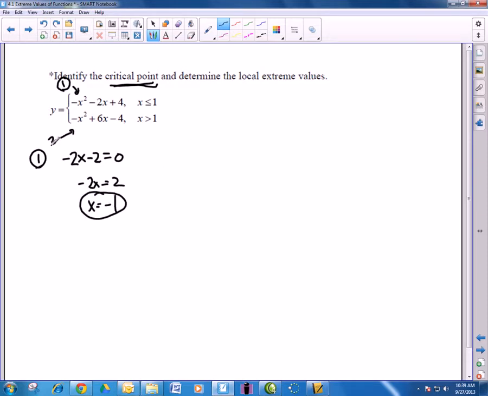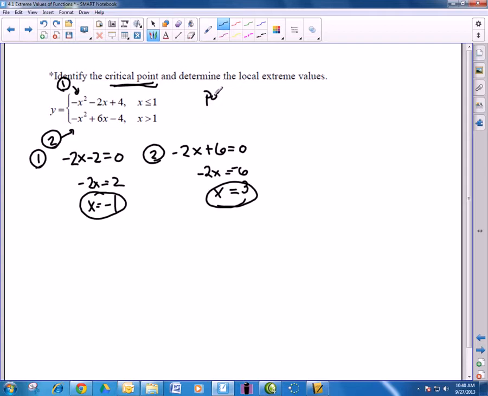And then if this is equation 2, which makes up the other part of the graph, I have to look for critical points on here, and it's quadratic. Chances are pretty good that it's going to have one. The derivative is -2x plus 6 is equal to 0. And so -2x is equal to -6, and so x is equal to +3. And that's another critical point. So our critical points are 3 and -1.